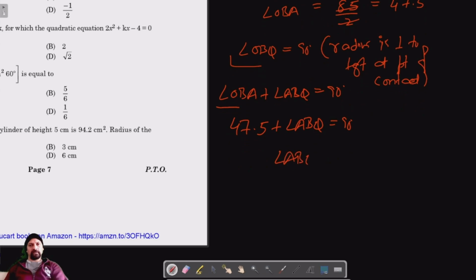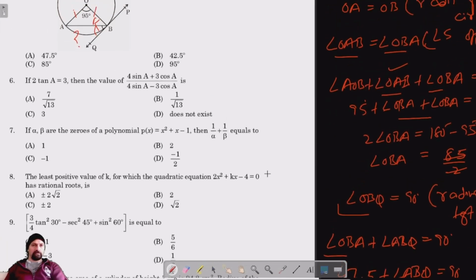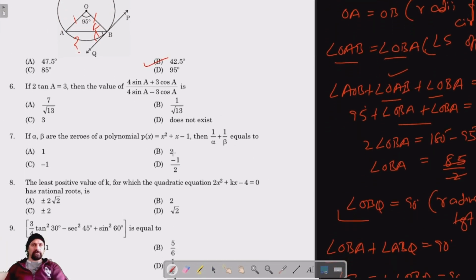And let's subtract this from 90: 90 minus 47.5 degrees. And 42.5 degrees should be our answer. So the correct option is option B.